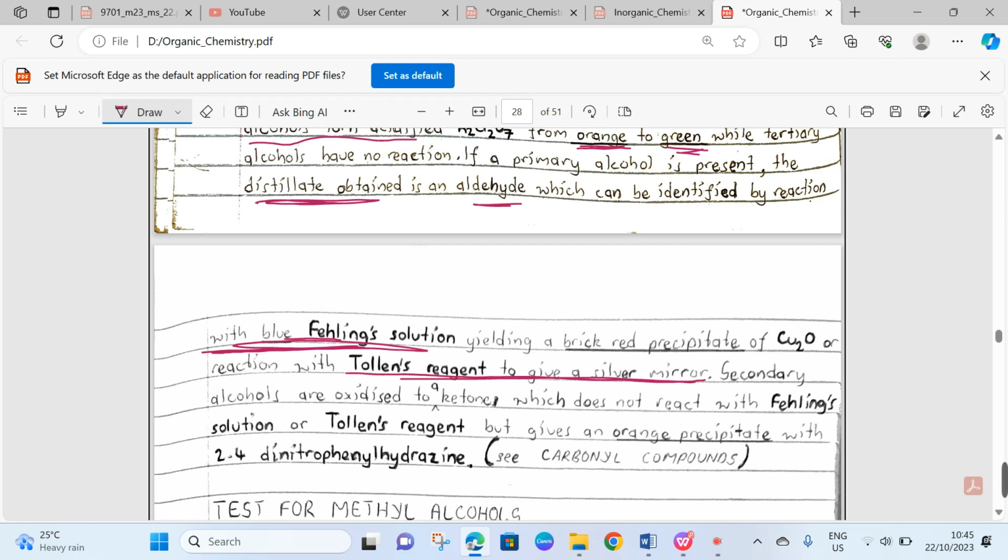Now, in the same way, you've got the secondary alcohols. We said they're oxidized to ketones, right? They don't react with either Fehling's blue solution or Tollens' reagent. But the ketones give an orange precipitate with what? 2,4-dinitrophenylhydrazine. I hope you got it. But even if you did not get it, I'll be covering these types of reactions involving carbonyl compounds, aldehydes, and ketones in the next topic. That is the one I'm referring to here as carbonyl compounds.